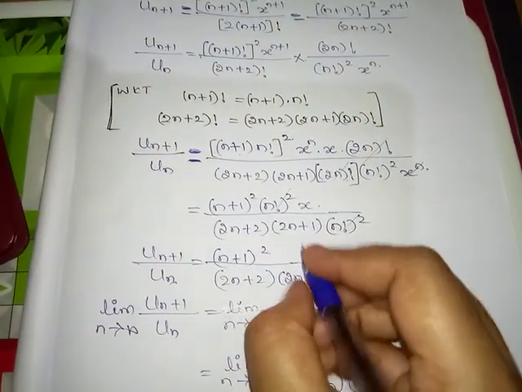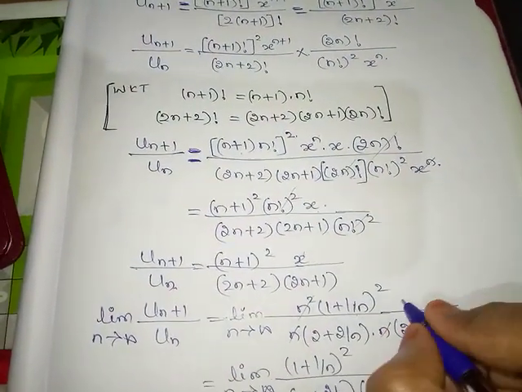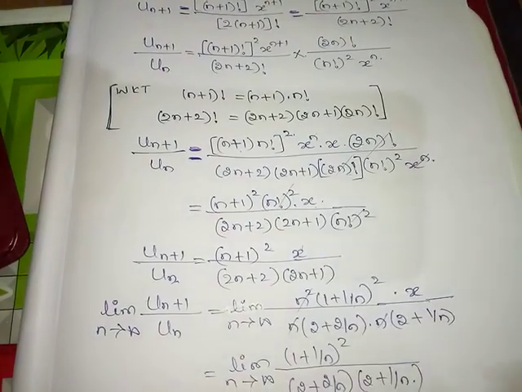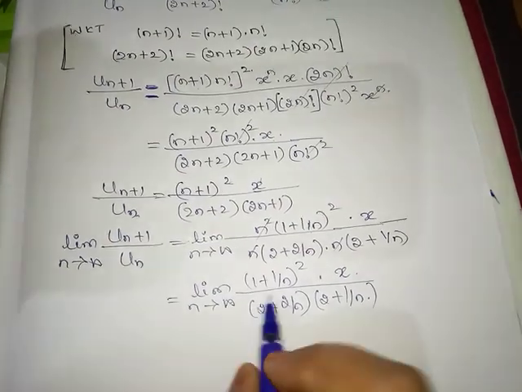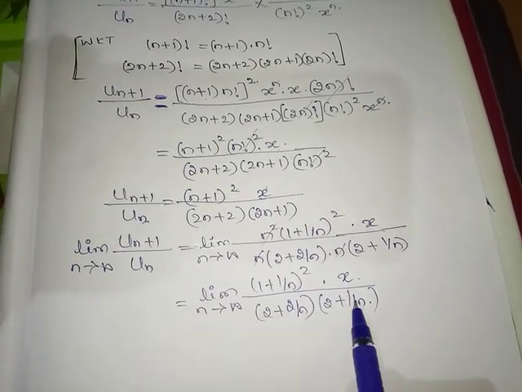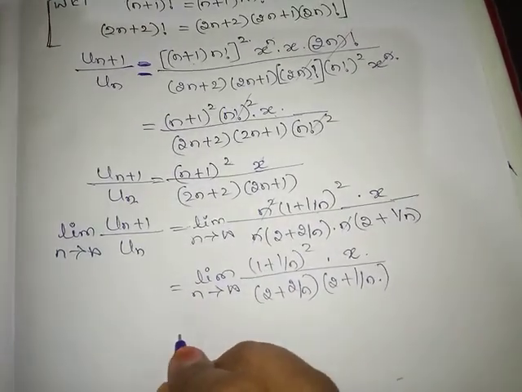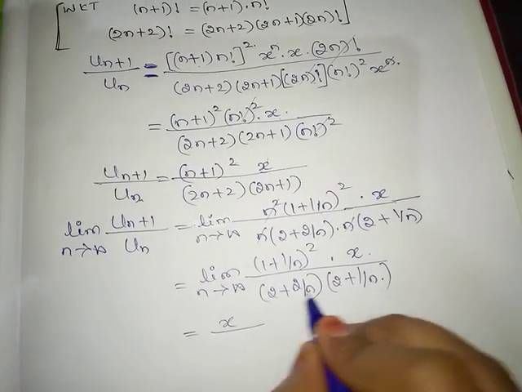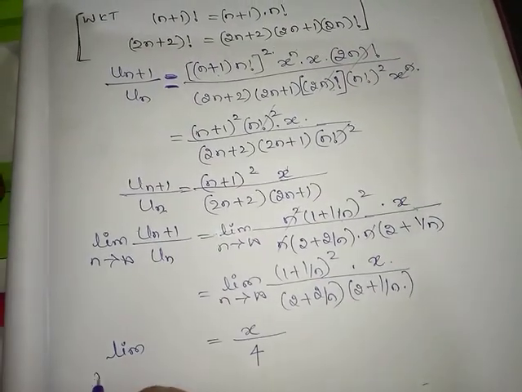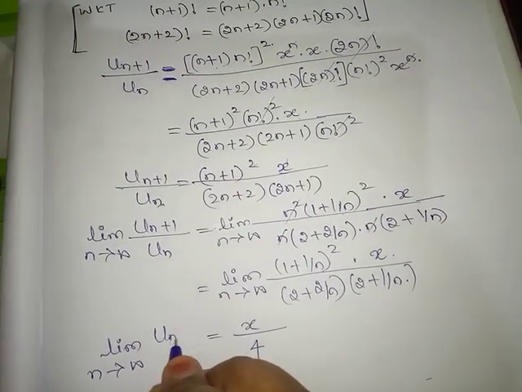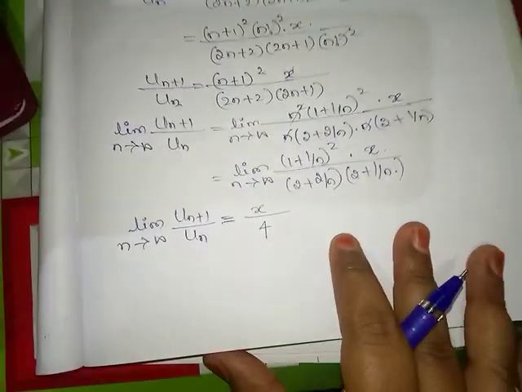Here I forgot to write x. This x remains the same in all the terms, into x, into x, into x here also. Now apply the limit here. 1 by infinity is 0, 2 by infinity is 0, 1 by infinity is 0. Therefore it will be 1 into x, means x, divided by 2 into 2, means 4. Limit n tends to infinity, un plus 1 divided by un is equal to x divided by 4.